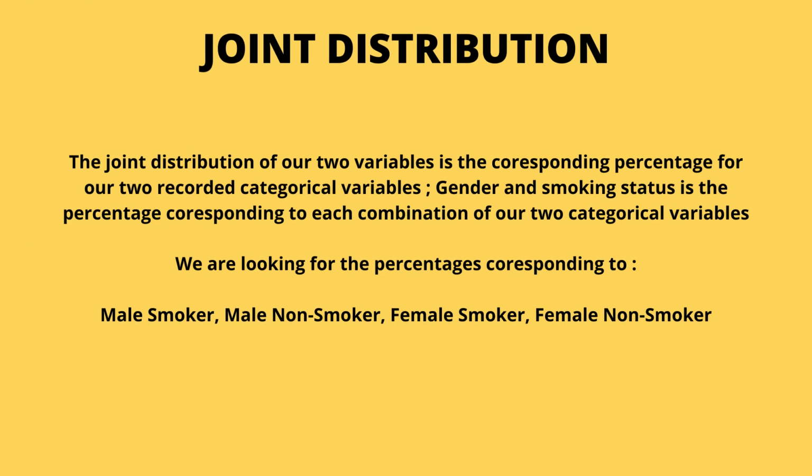Now that we have generated our relative frequency contingency table, we are able to find the joint distribution. The joint distribution of our two variables is the corresponding percentage in terms of our two recorded categorical variables, gender and smoking status. All that means is that we need to find the percentage corresponding to each combination of our two categorical variables. In our case, that is male smoker, male non-smoker, female smoker, and female non-smoker.